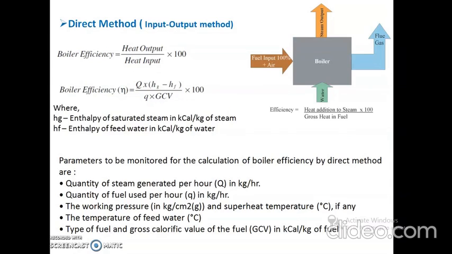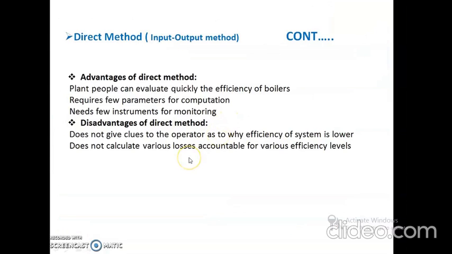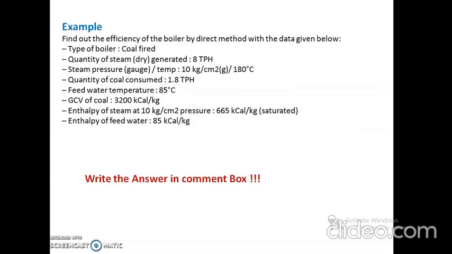As you can observe in this formula, it will only give you how much heat is contained in the steam divided by how much you have supplied as fuel, but it doesn't tell you how much heat is lost in the flue gas and how much through various other losses. That is not given in depth. So that is the limitation, but the advantage of this method is that it is a quick, input-output method. So this example is for you.